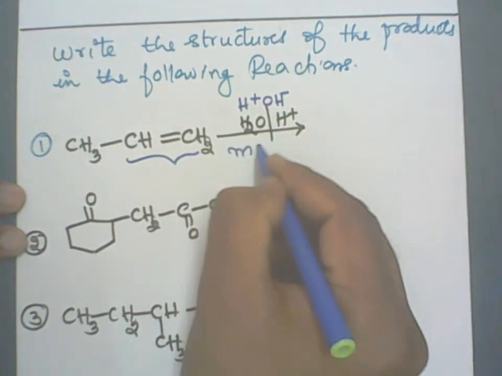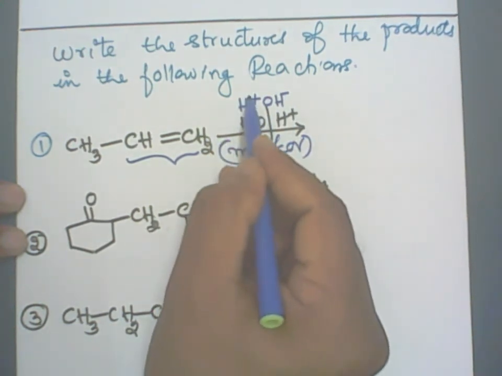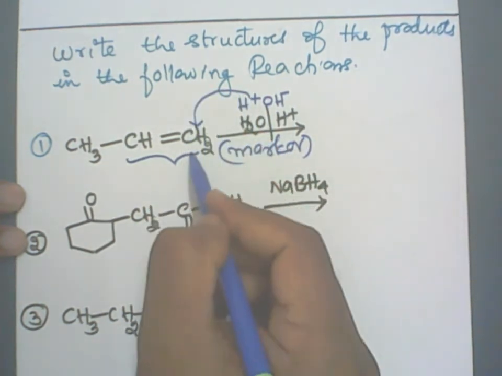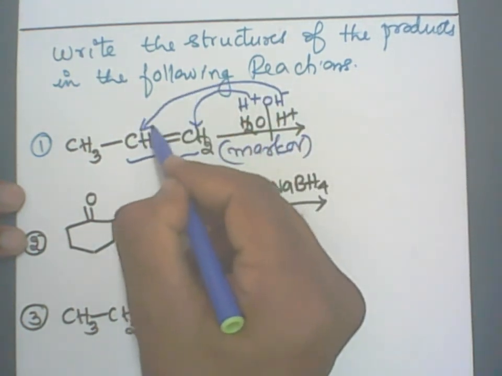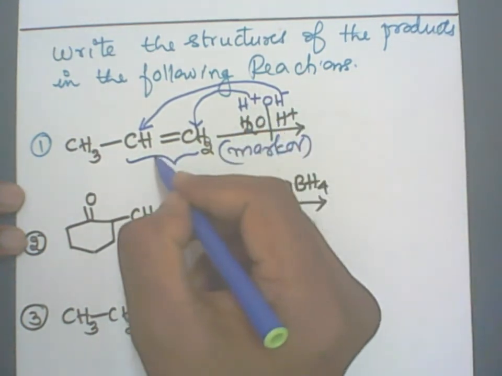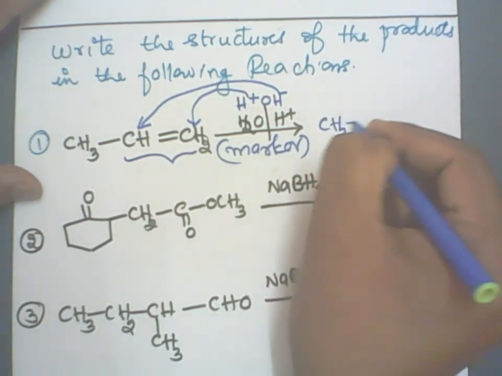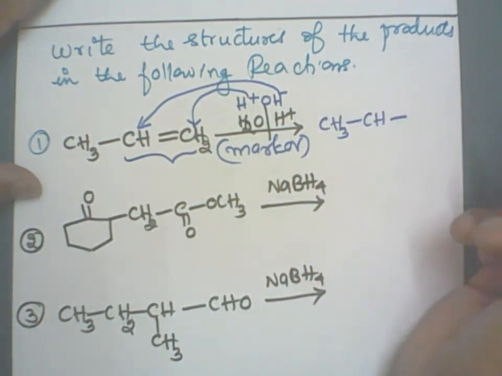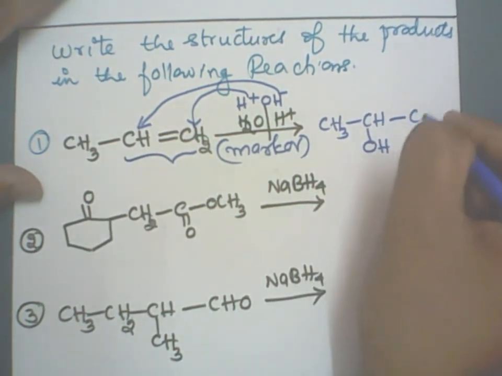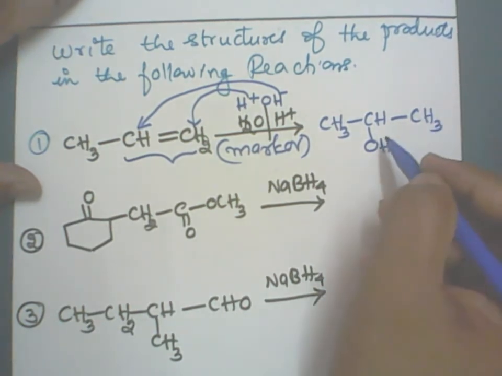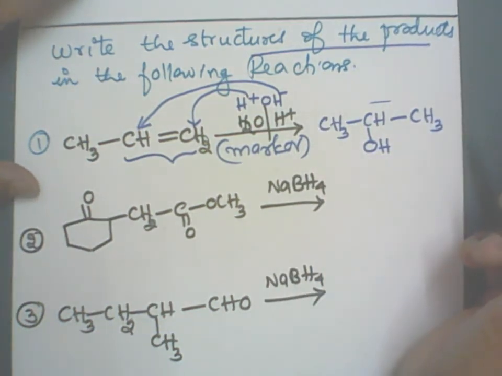Which rule is that? Markovnikov rule. According to Markovnikov rule, the positive part of the reagent gets attached to the double bonded carbon atom containing more number of hydrogen. Negative part of the reagent gets attached to the double bonded carbon atom containing lesser number of hydrogen. So we'll get CH3, CH, double bond becomes single bond, then OH to the middle carbon atom, and CH3 here. So we get isopropyl alcohol. We need to write only the structures of the products here, right?